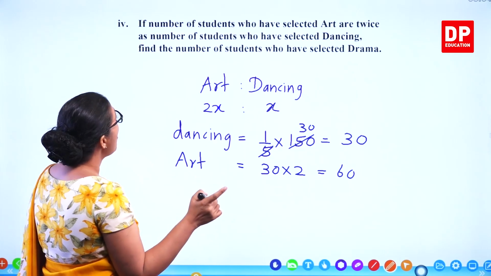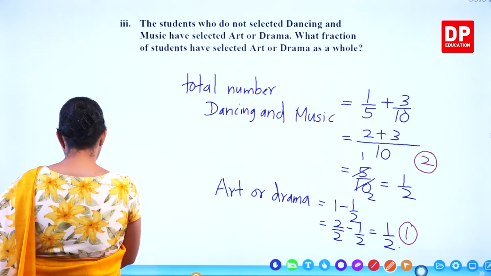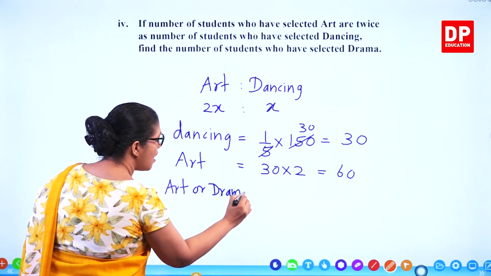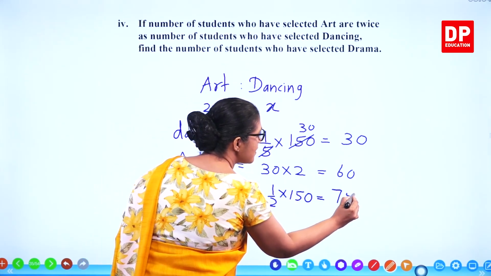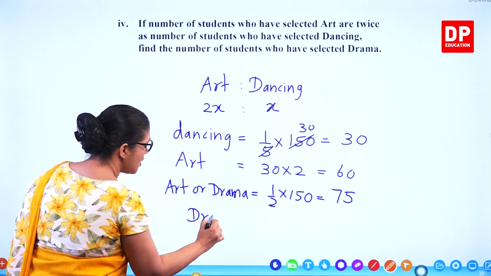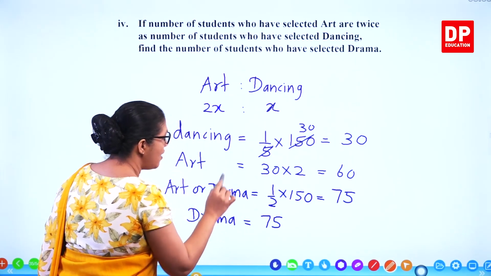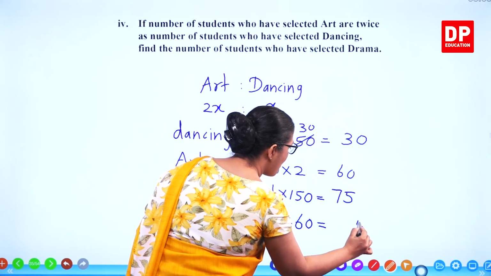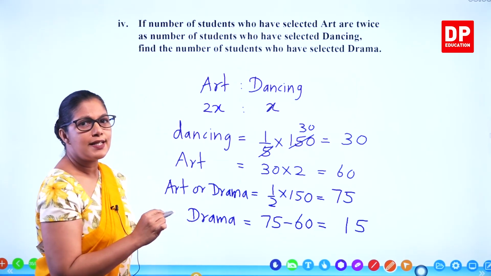And then what about the total of art and drama? That's half of that. Art or drama, half of 150, that's 75 students. So when you take the difference between these two, you get the number of students who chose drama. So 75 art or drama, art students 60. When you subtract, you get the number of students who have selected drama. So 15 students have selected drama.